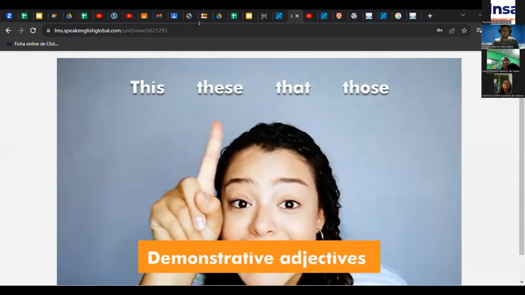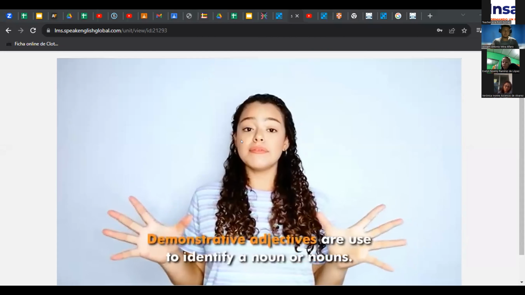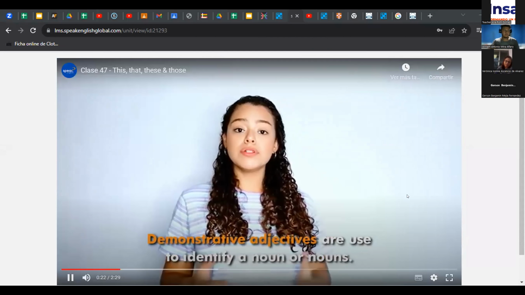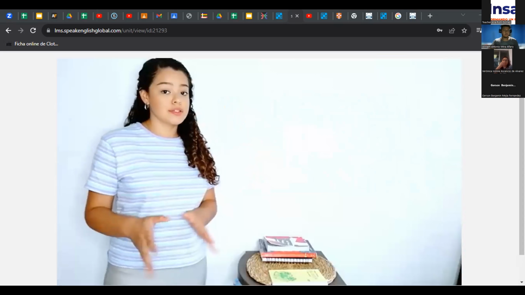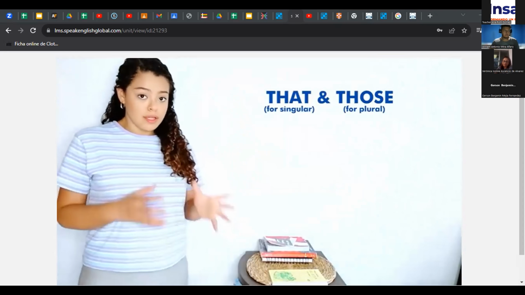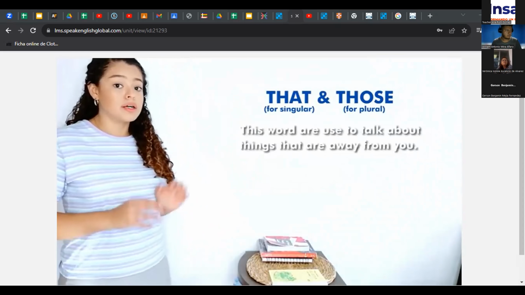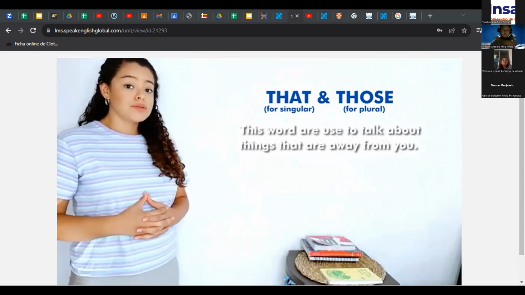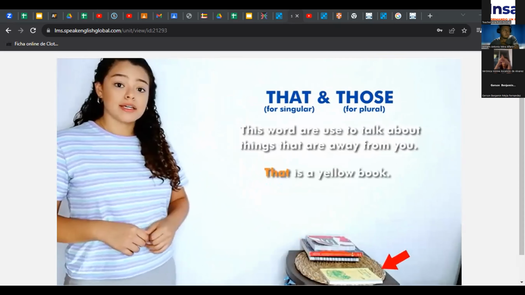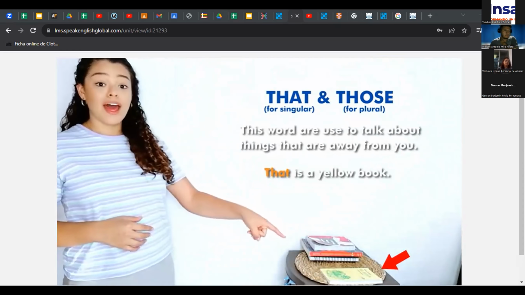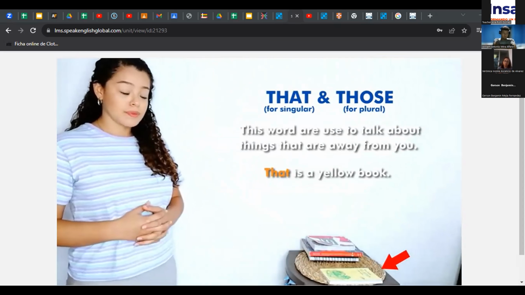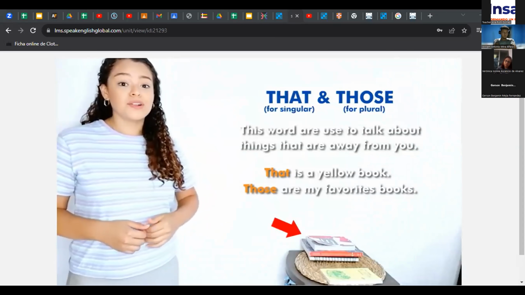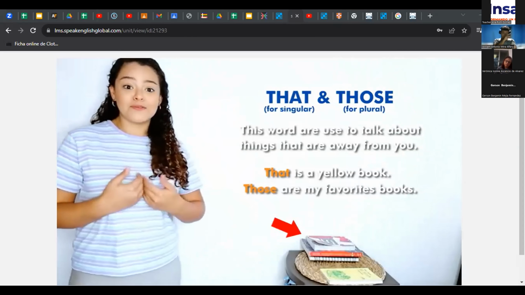Demonstrative adjectives, this, these, that, those. Demonstrative adjectives are used to identify a noun. And in this class, I am going to show you how to use them. Let's see it. I have over here some books. Now, that, those, these words are used to talk about things that are away from you. So let me move these. Okay? So, we use that for singular things. That is a yellow book. Which one? That one. That one. Okay? Those are my favorite books. Those is used for plural nouns. So, those are my favorite books.